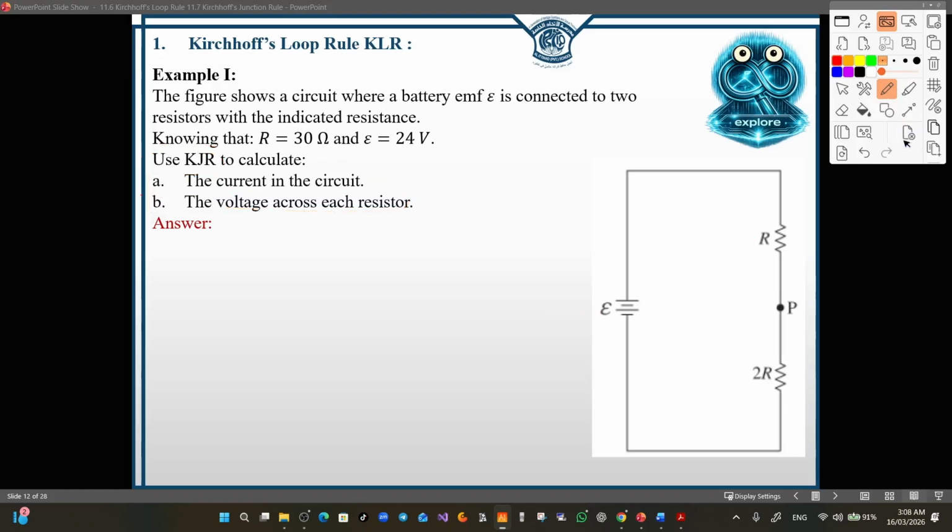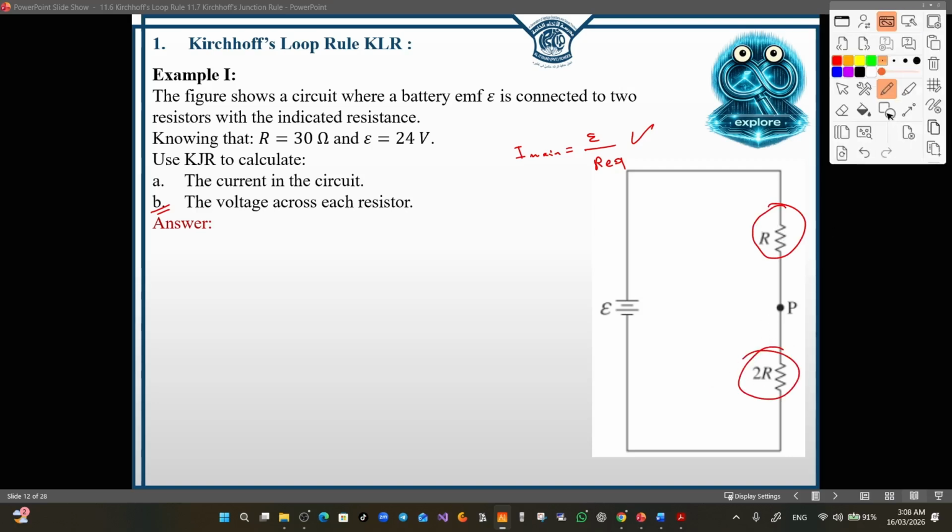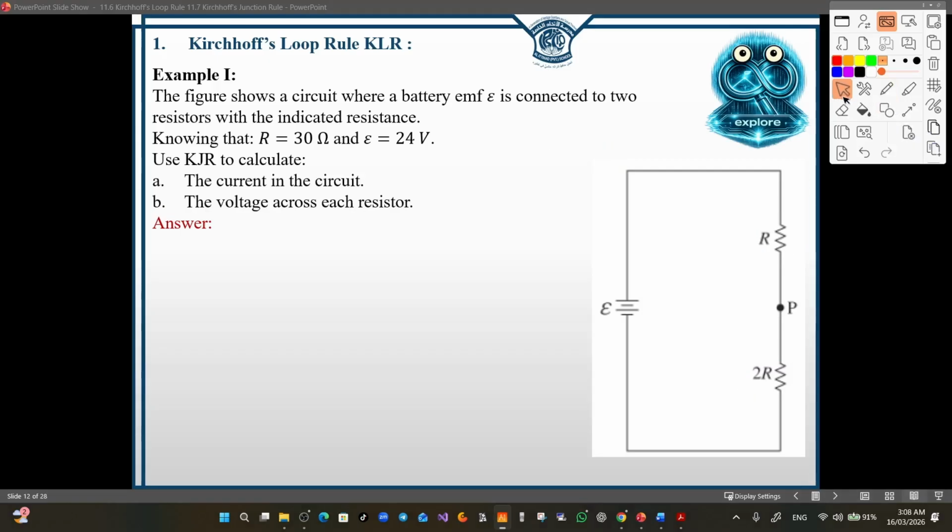Let me remind you that we have many techniques to solve this problem. To find the current, we simply write I main, the main current in the circuit, is equal to the electromotive force over the R equivalent. It will give us the answer directly. Moreover, for part B, we can use the voltage divider to calculate the potential difference here and the potential difference there. But to serve the new idea, I will use only Kirchhoff's loop rule in order to find the current.